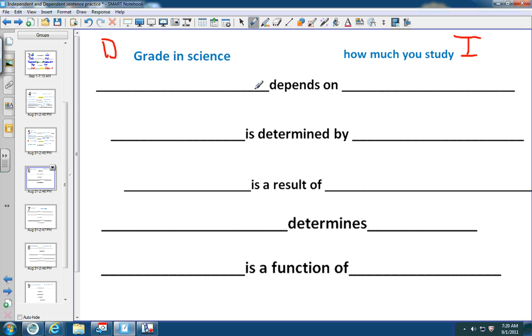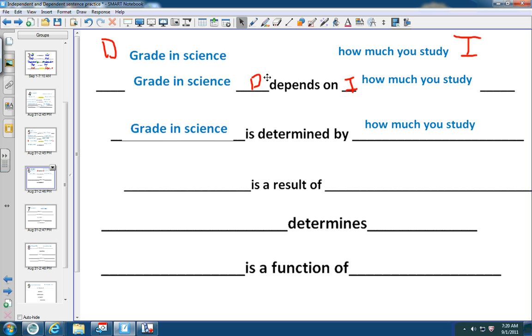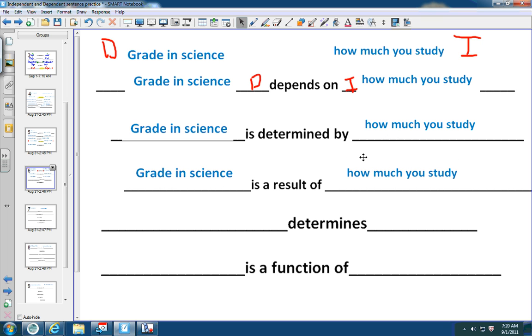Okay, so remember I've got dependent depends on the independent. So right here, I've got my grade in science depends on how much you study. Is determined by: your grade in science is determined by how much you study. Is a result of: your grade in science is a result of how much you study. Uh-oh, there's that opposite one right here.